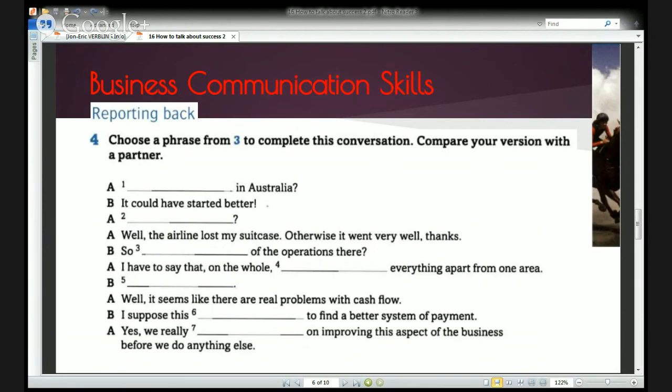There's a blank, but you can probably figure out the blank by looking at what happens before and after. So Luo, listen to the whole dialogue from the beginning and then see if you can do number 5. It starts with number 1. How did it go in Australia? Or how was it in Australia? B: It could have gone better. A: What makes you say that? Well, the airline lost my suitcase, otherwise it went very well, thanks. Then B says, so, what were your overall impressions of the operation there? Then A says, I have to say that on the whole, I was impressed with everything apart from one area.